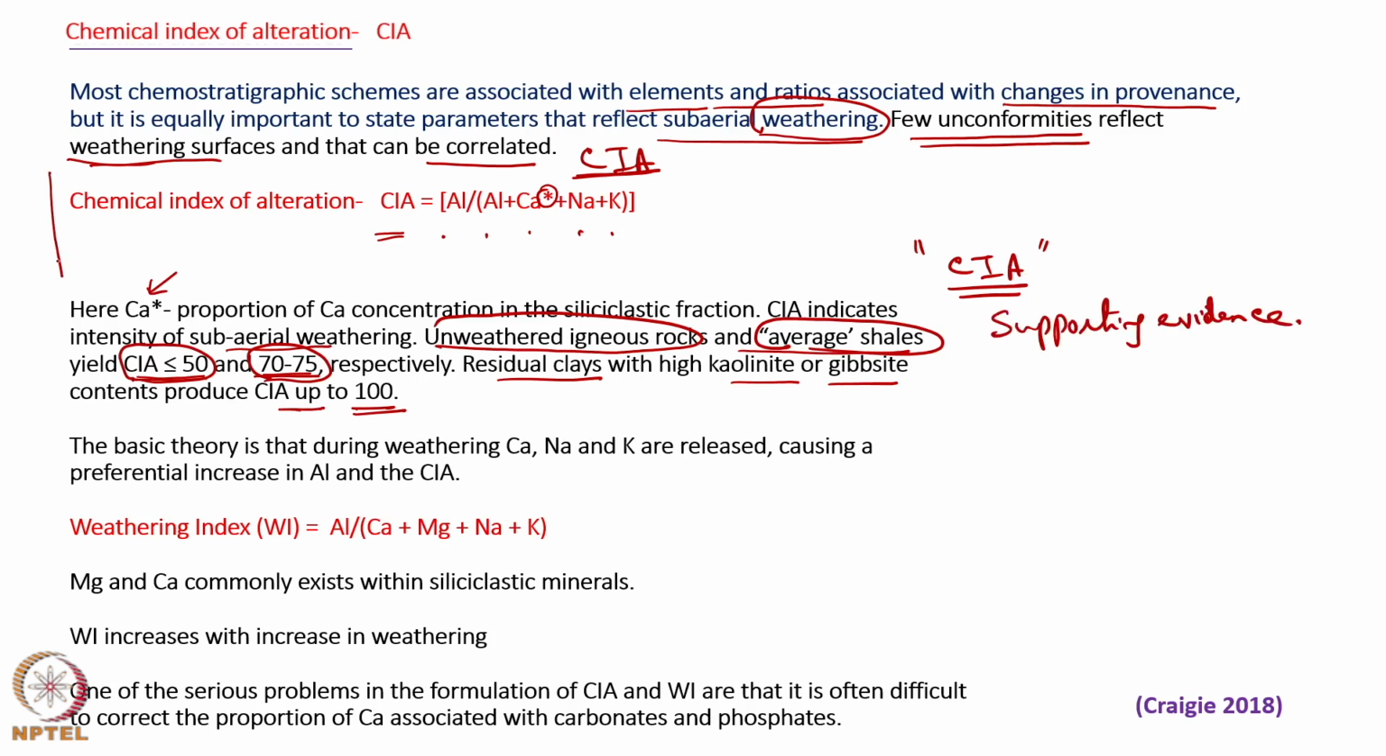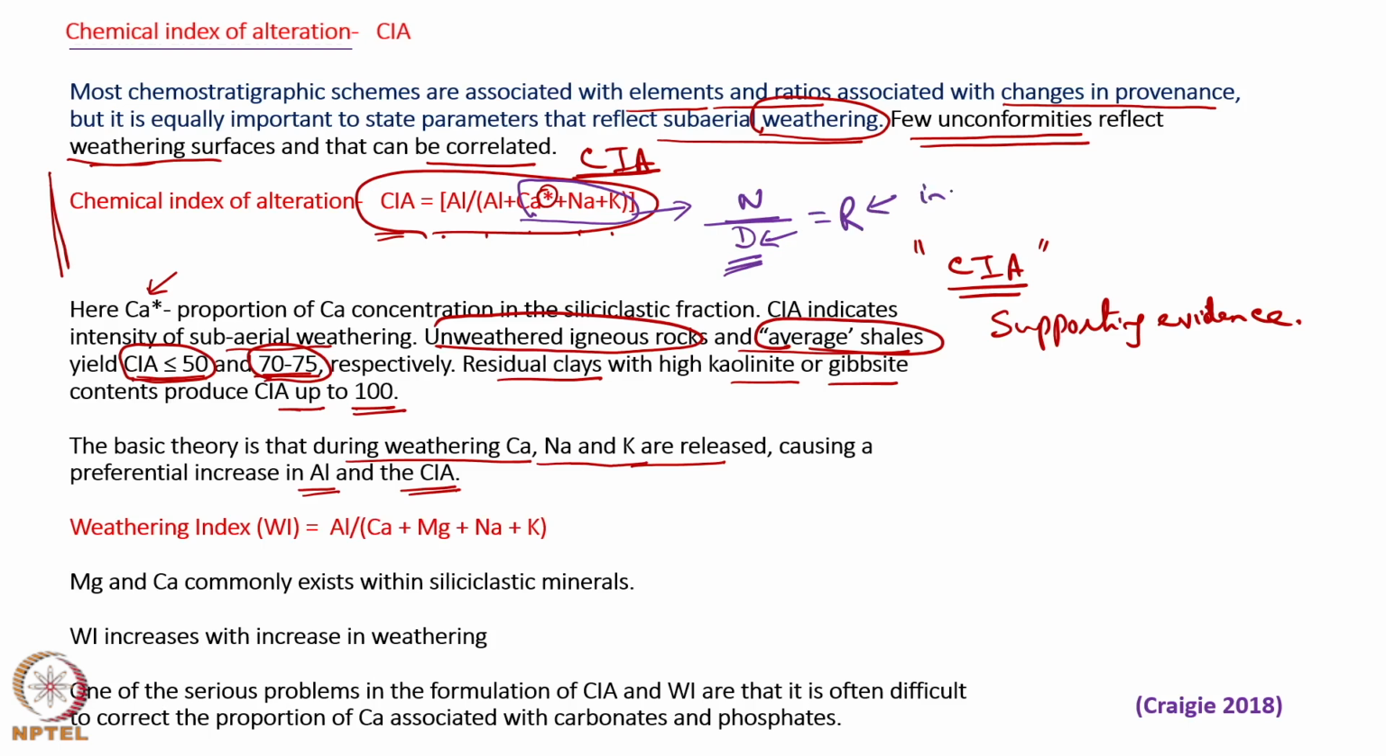What is the basic theory involved in this CIA? During weathering, calcium, sodium and potassium are released, causing a preferential increase in aluminium and the CIA value. In this formula, imagine within a rock erosion happens, then that actually removes Ca, Na and K. Once this is out, the denominator here is reduced. As it is reduced, the ratio actually increases. So, more intense weathering will indicate a higher value of CIA.